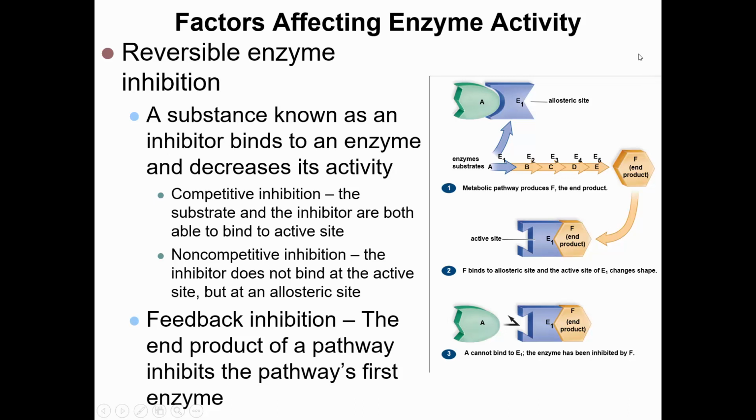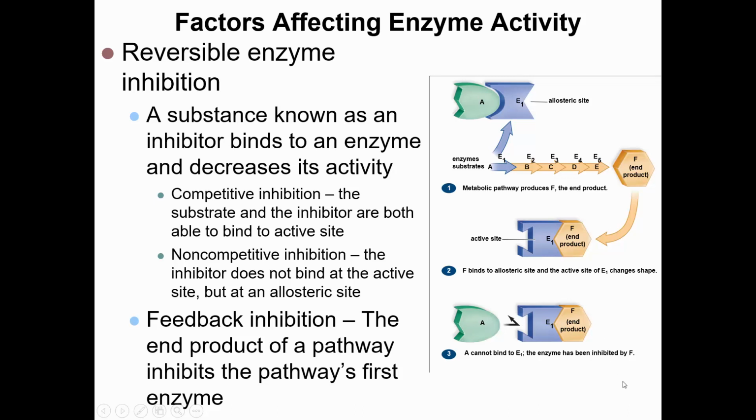So if we look at the diagram on our slide, on the right-hand side, what we see is that we have the original substrate and the enzyme. And so substrate A binds to the enzyme, and substrate A is turned into B and C and D and E and so forth until finally you get the end product F there. The end product F is going to go around and bind to the allosteric site of the enzyme, just like we saw in that video, and it's going to change the shape of the active site, preventing the substrate, the original substrate A, from binding to the active site.